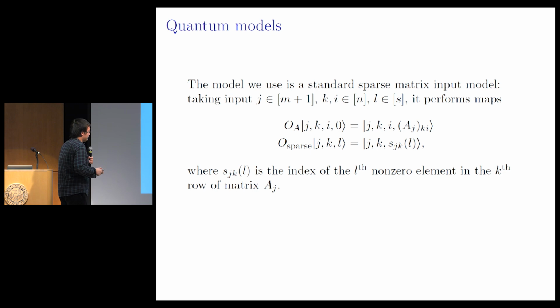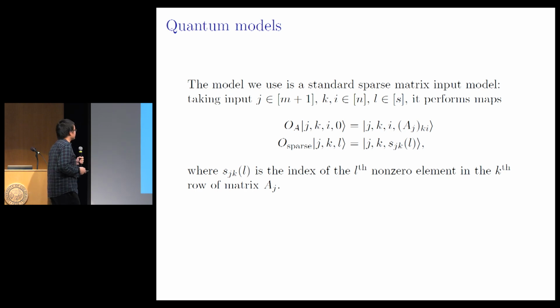And also, we are going to have a unitary that encodes the sparsity structure of the corresponding matrix. That is, if we have indexes j, k, and l, we are going to return the value s_jkl, which is the index of the lth non-zero element in the kth row of the matrix A_j. This is quite a common thing that, for instance, is used in the HHL paper for linear systems, and in a lot of literature for Hamiltonian simulation, etc. But here it is still somewhat contrived, because in many machine learning and optimization applications, you don't necessarily have this kind of sparsity structure.